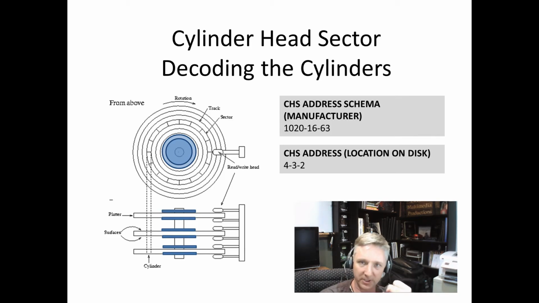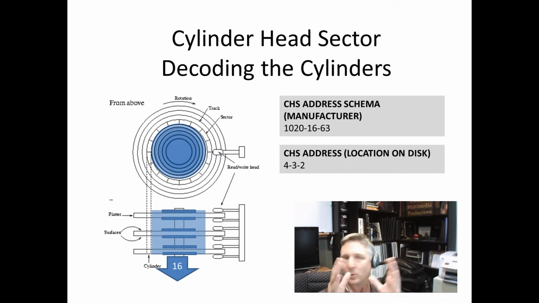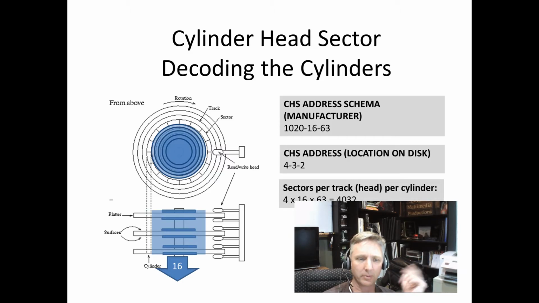So it's 4 full cylinders. From the inside out, we're going to go 1 cylinder, 2 cylinders. Here's the 3rd cylinder, and then here's the 4th cylinder. So 4 full cylinders all the way down to all 16 heads. Does that make sense looking at the picture over here? So if you've got all 16 heads and 4 full cylinders times 16 heads times 63 sectors per track, that would give us a really useful number. That would give us the total number of sectors represented by just this 4 value, this 4 address.